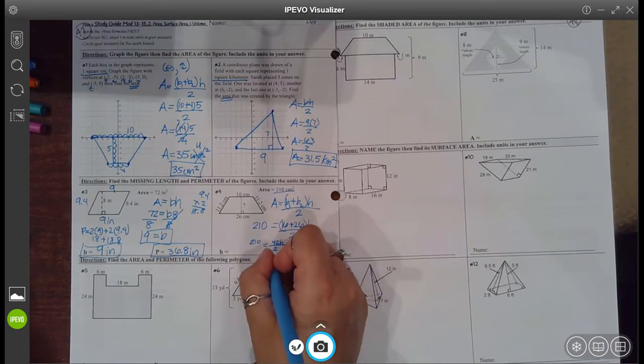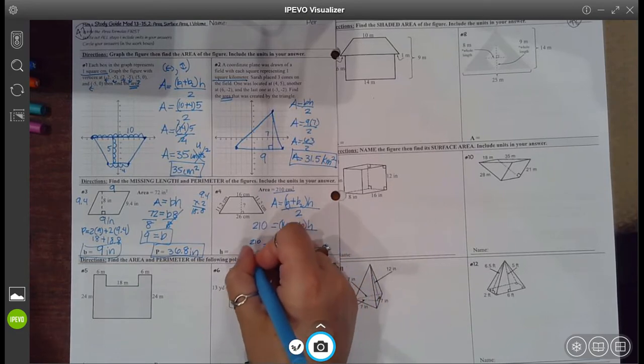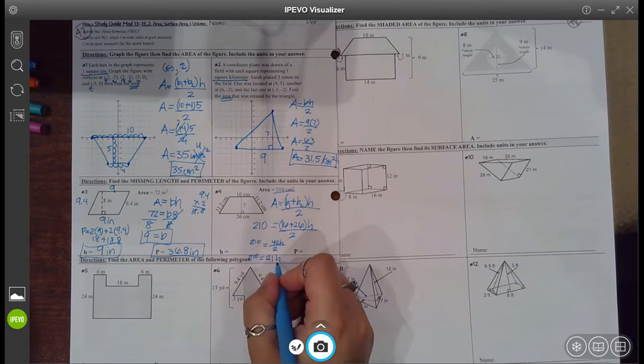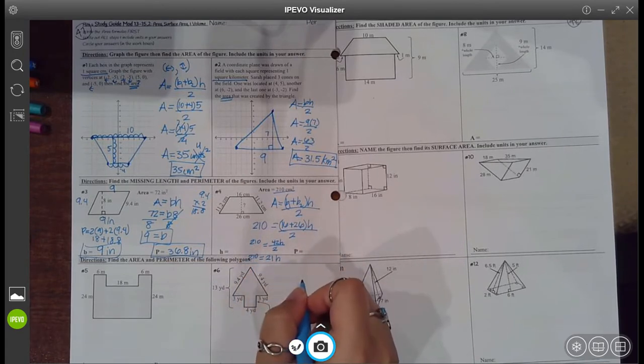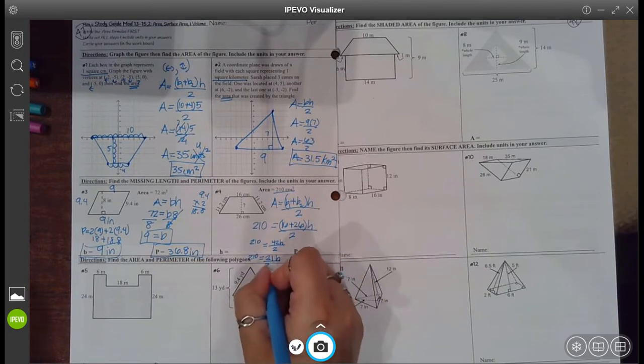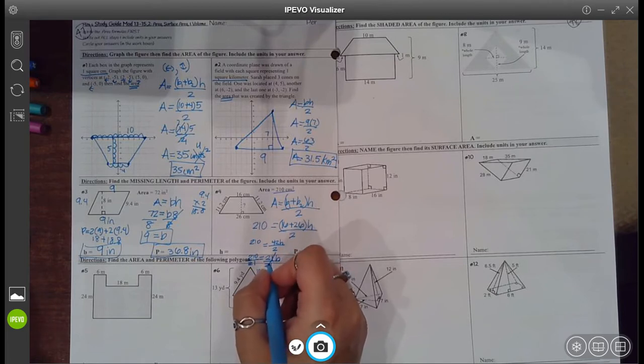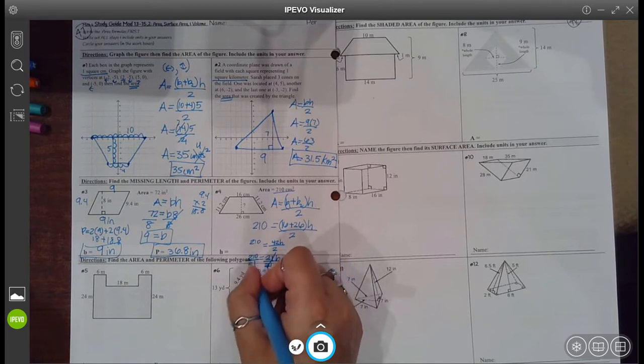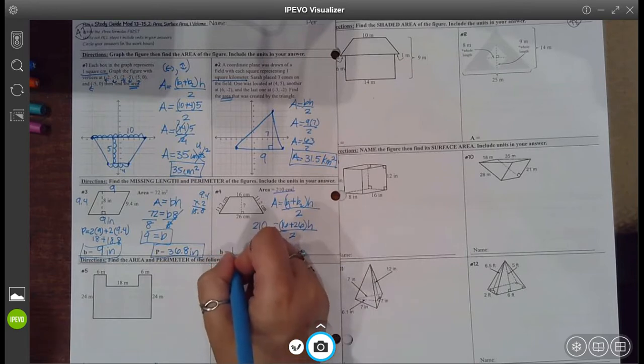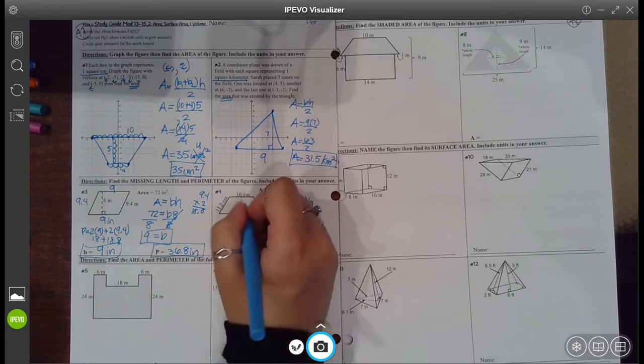42 divided by 2 is 21. So 21 times something is 210. What do you do to get h by itself? Divide both sides by 21. So now 210 divided by 21 is 10. Those cancel to become 1 because anything divided by itself is 1. And 1 times h is just h. So h is 10. 10 what? 10 centimeters.